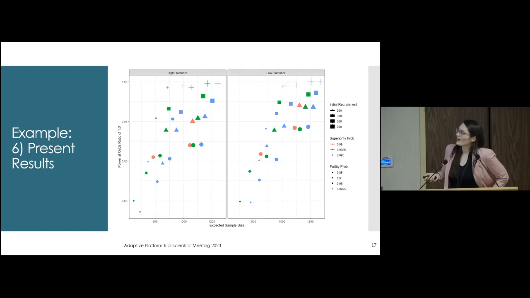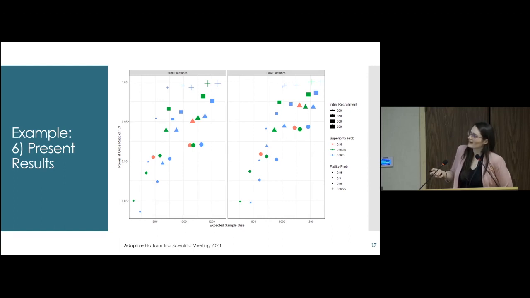Perfect. And you can see that as the initial recruitment increases, the power increases, but the sample size increases. As the superiority probability increases, the power stays about the same, but the sample size increases. So really, we were looking for a lower superiority probability. And as the futility probability increases, the power increases, but so does the expected sample size. So we're looking for a design that balances all of those things.